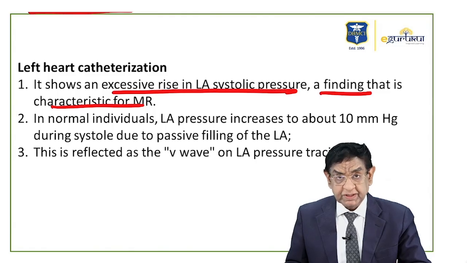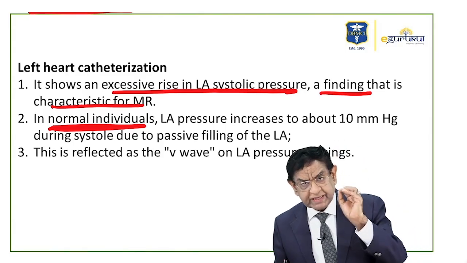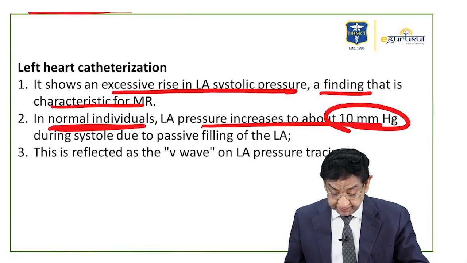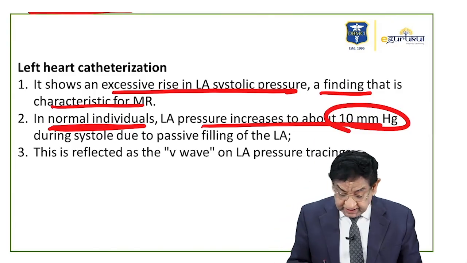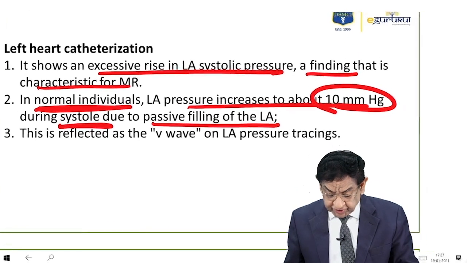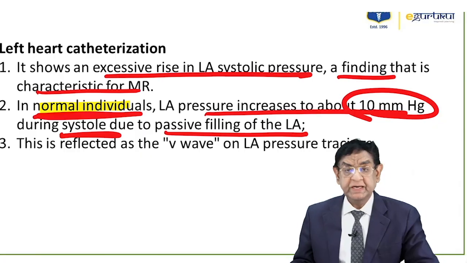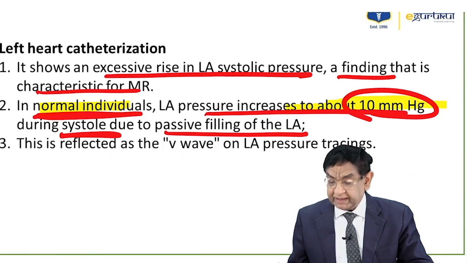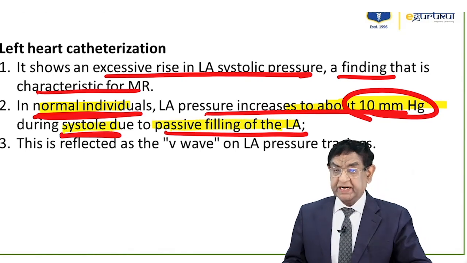Now that we know, let us see what happens in a normal individual. In a normal individual, LA pressure increases to about 10 millimeter of mercury. Why? Let's learn the basic concept. And that also during systole, and that is due to passive filling of LA. I want each one of you to note this point very carefully. First point, I am talking about a normal individual, not MR. In a normal person, LA pressure increases up to 10 millimeter of mercury. This occurs in systole and is due to passive atrial filling.